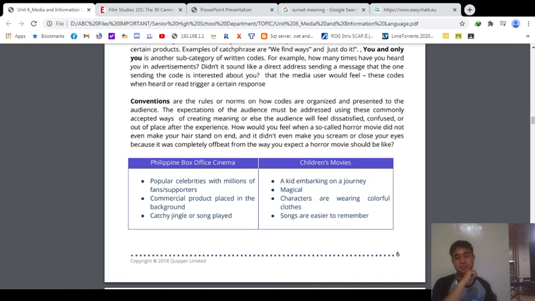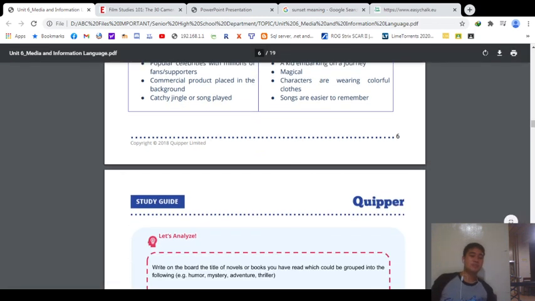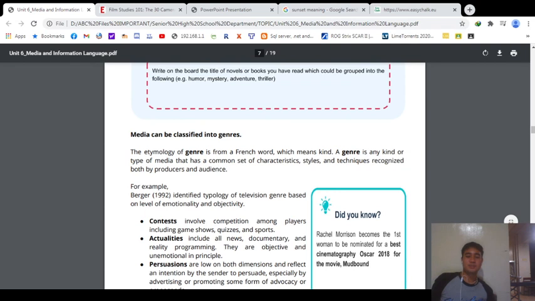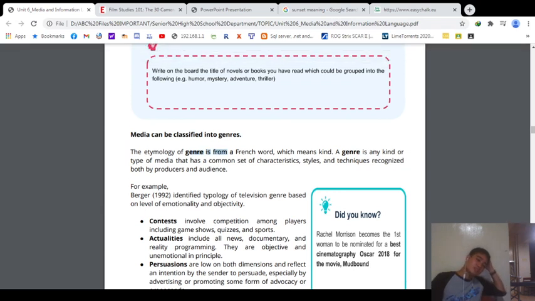So, those were used in the media, like Baby Shark, which is popular now, no? Then, media can be classified into genres. Okay? The etymology of genre is from a French word which means kind. A genre is any kind or type of media that has a common set of characteristics, styles, and techniques recognized both by producers and audience.